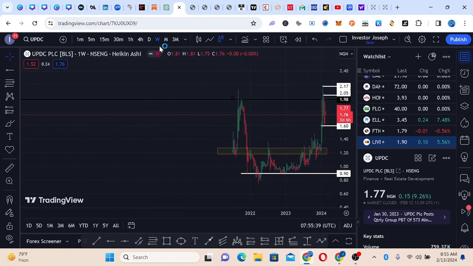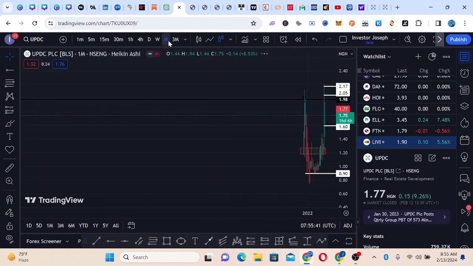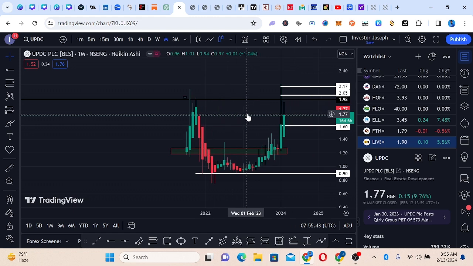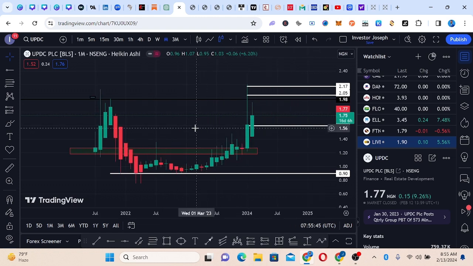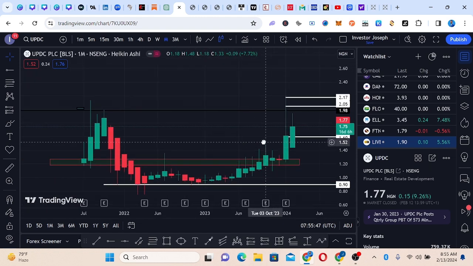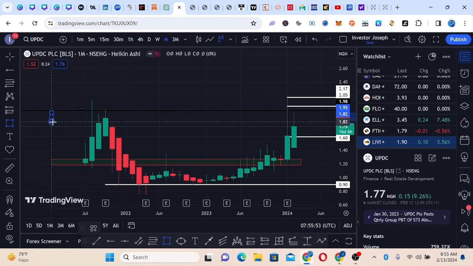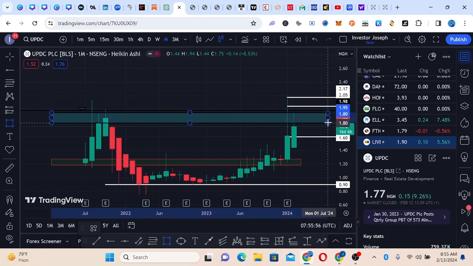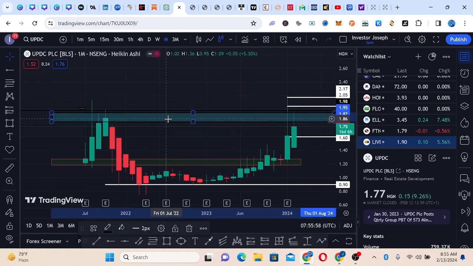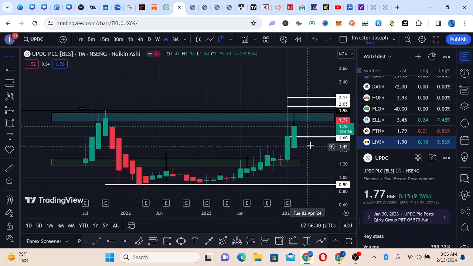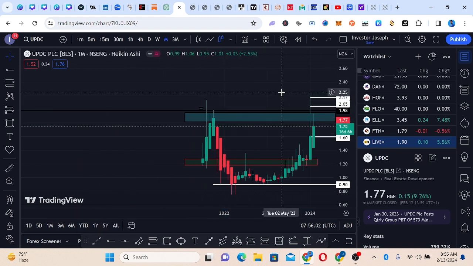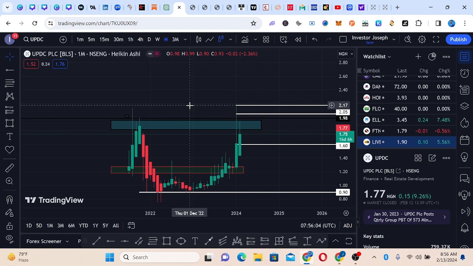But if you are looking at the monthly chart, you're looking at the long term and seeing if you can actually take a bet with this company and ride it. Currently we are at this region. This region right here is more or less a resistance level. If we see any break here, we'll see UPDC giving us a new all-time high, and that will lead to price discovery.